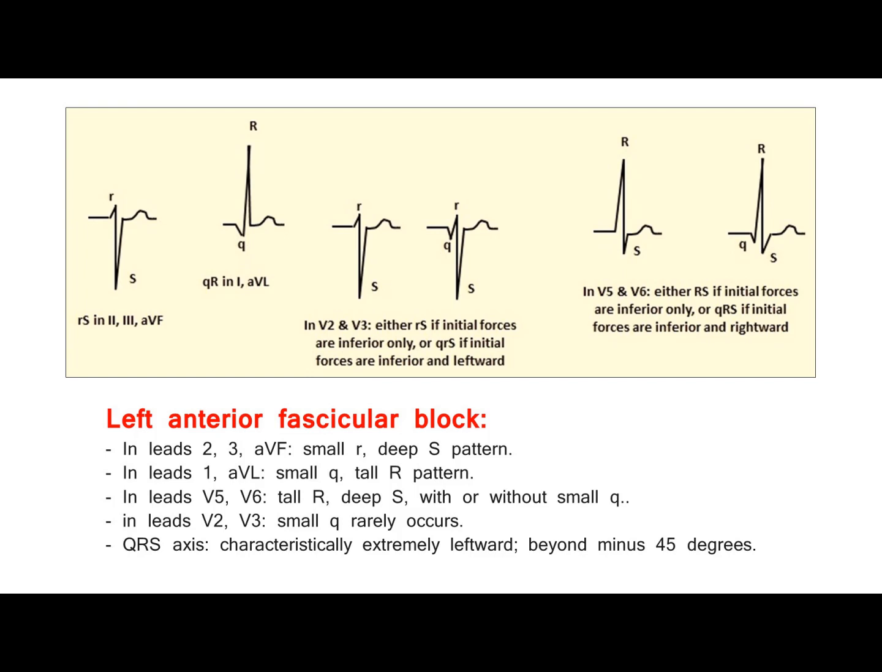Left anterior fascicular block. In leads 2, 3, aVF, small r, deep S pattern. In leads 1, aVL, small q, tall r pattern. In leads V5, V6, tall r, deep S, with or without small q. In leads V2, V3, small q rarely occurs. QRS axis, characteristically extremely leftward, beyond -45 degrees.